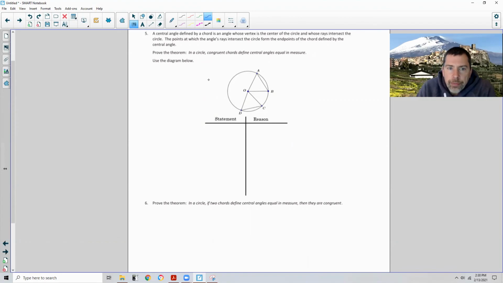Use the diagram below. All right, so we're given that two chords are congruent. A central angle defined by a chord is an angle whose vertex is the center of the circle, whose rays intersect the circle. Prove that in a circle, congruent chords define central angles equal in measure. So two chords are congruent. AB is congruent to CD. So we're going to say that AB is congruent to CD.